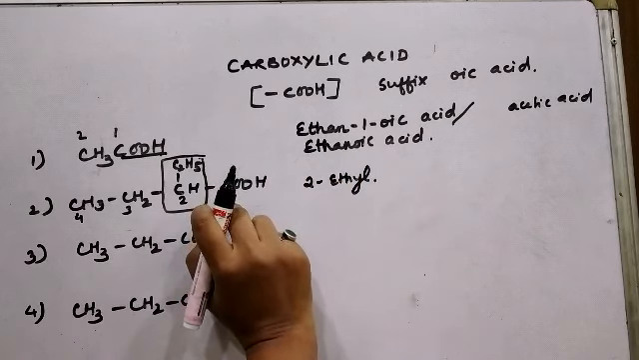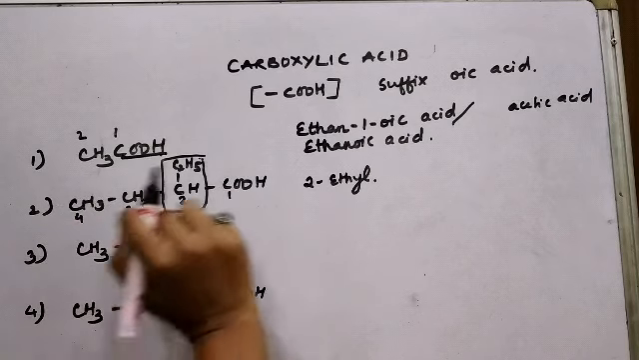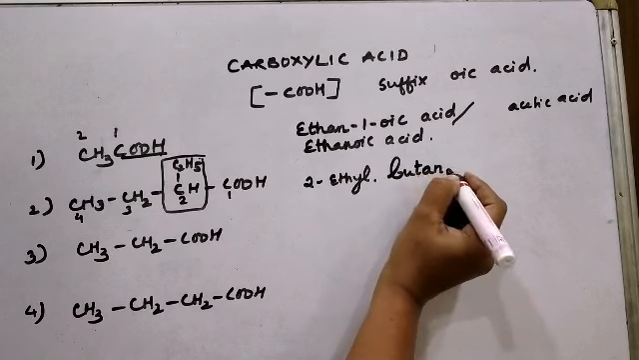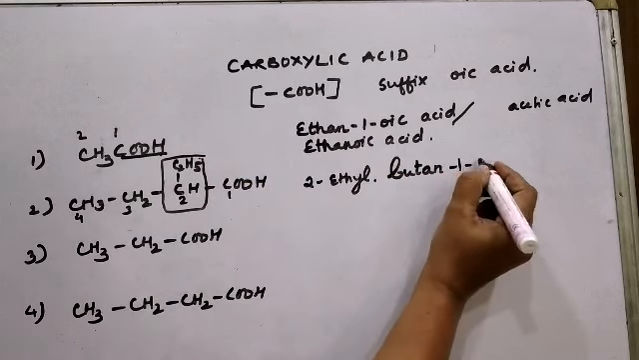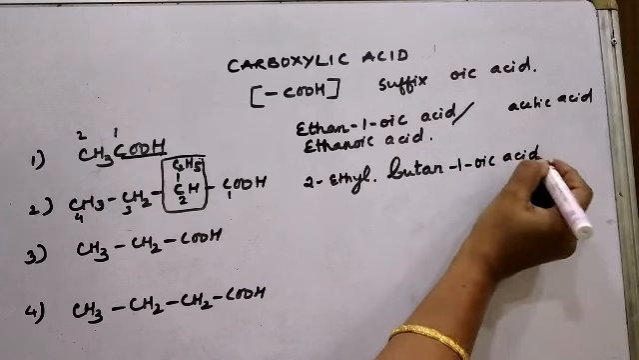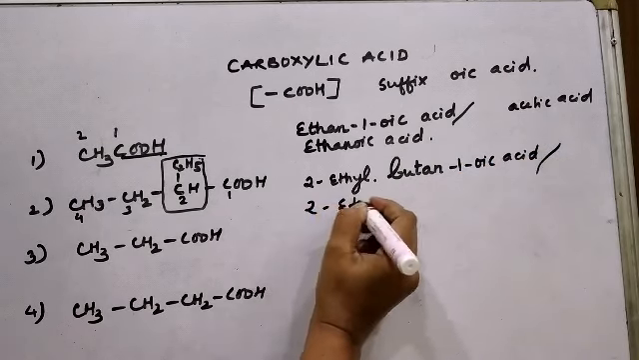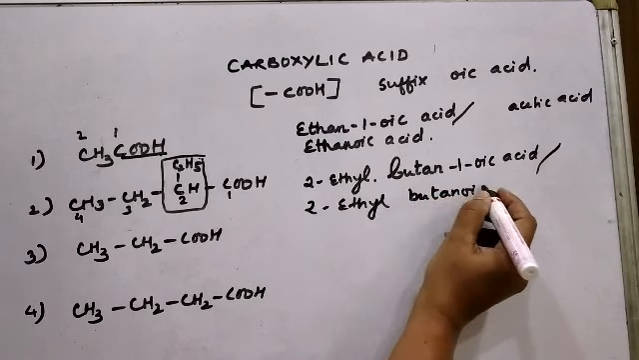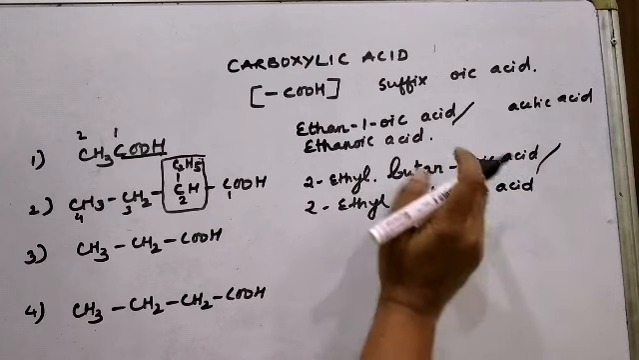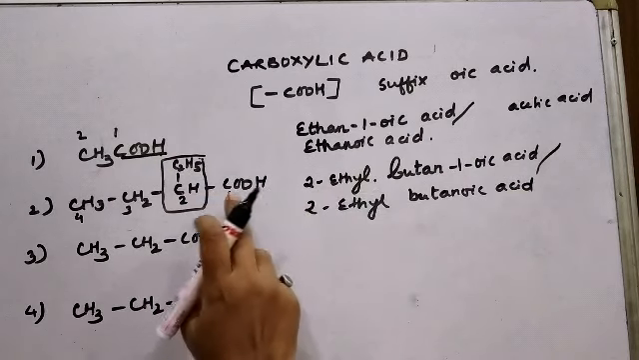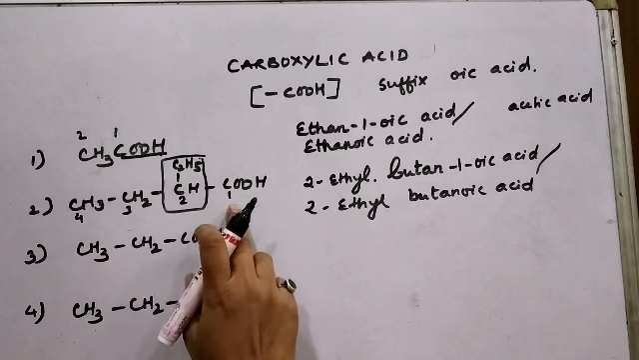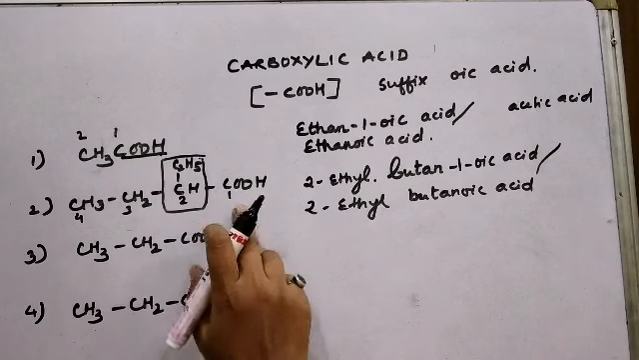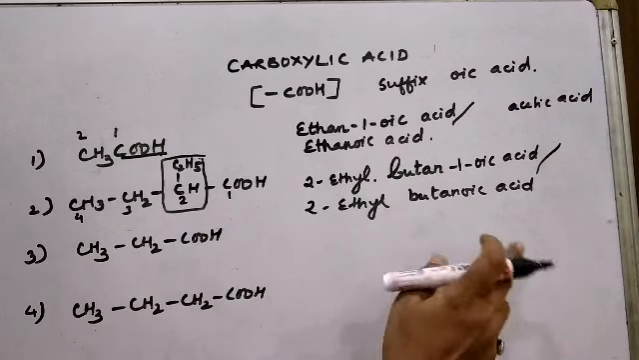The functional group is attached on carbon atom number 1. There are 4 carbon atoms which are present in the straight chain. So you can write it as butan-1-oic acid, or you can also write it as 2-ethyl butanoic acid. Why am I not writing 1? Because normally we do not show the position of the carboxylic acid group or any functional group if it is considered as the first carbon atom on which it is attached. Therefore, it can be written as 2-ethyl butanoic acid.